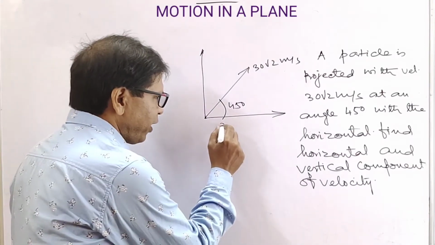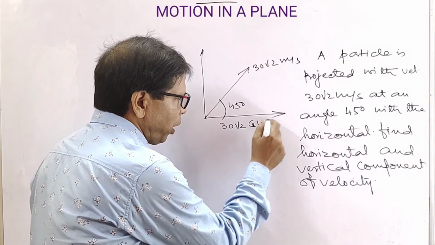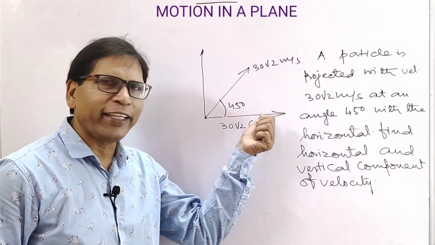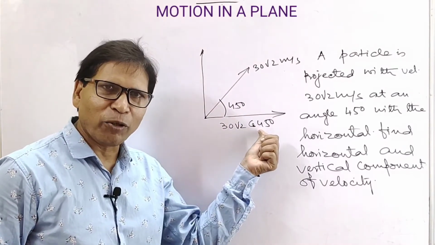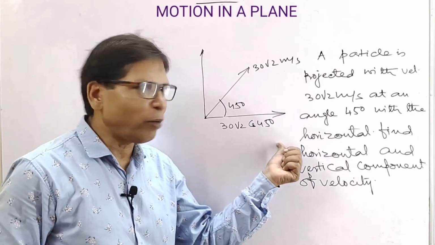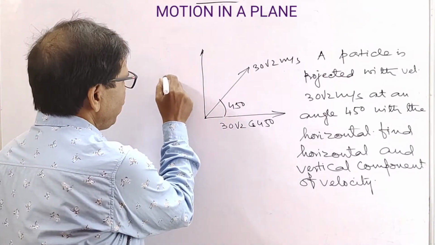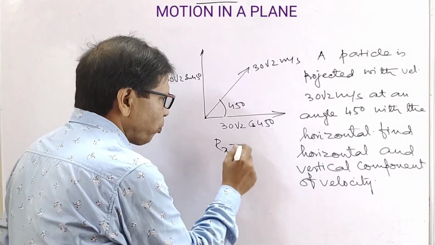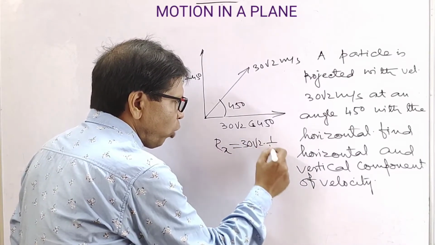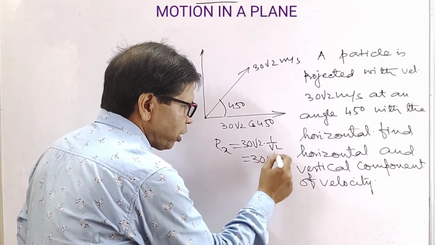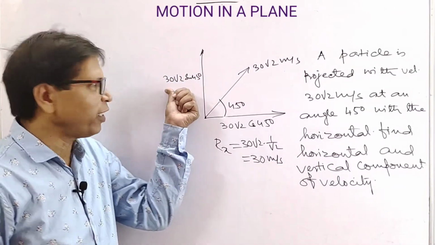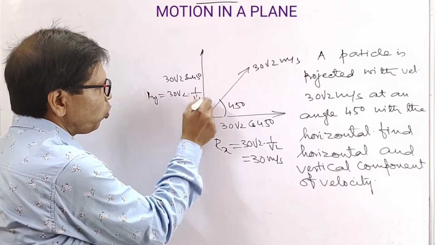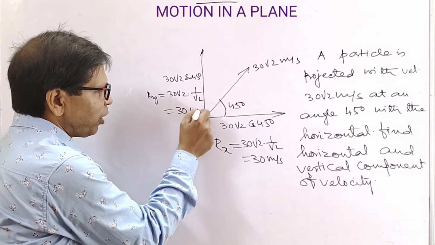Look at this, this is 30 root 2 cos 45 degree, because here the angle with the horizontal is given, so this component is the cosine component and this component is the sine component. So this is 30 root 2 sine 45 degree. So horizontal component Rx is 30 root 2 into 1 by root 2, so this is 30 meter per second. And the vertical component, this is Ry, is 30 root 2 into 1 by root 2, so this is 30 meter per second.